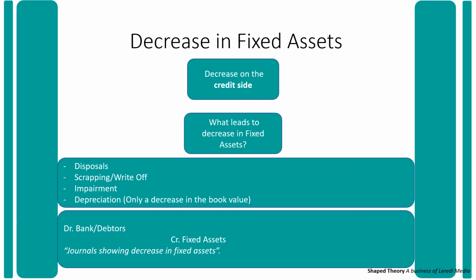And then because you have sold an asset, and assets decrease on the credit side, you will have to decrease your assets by crediting the fixed assets on the credit side, as on the slide.